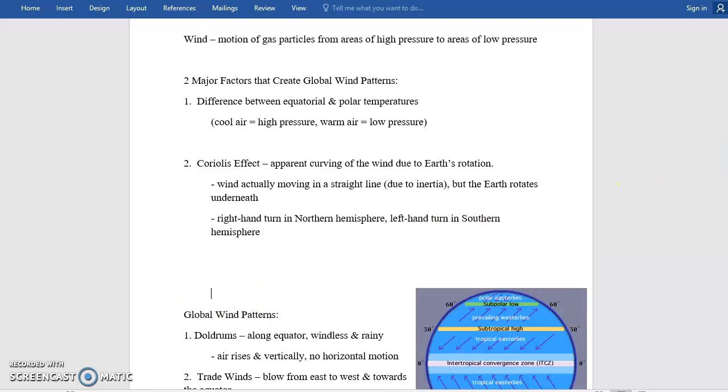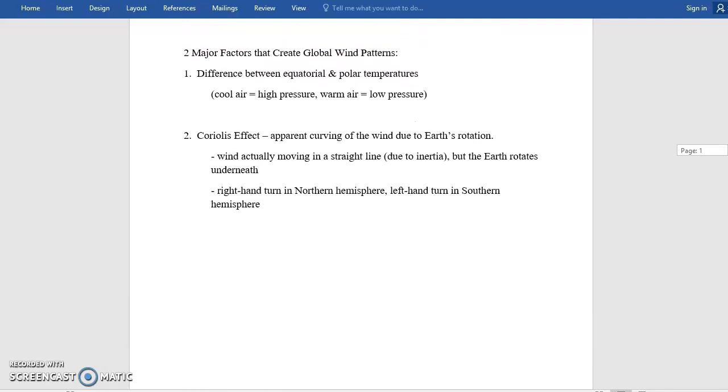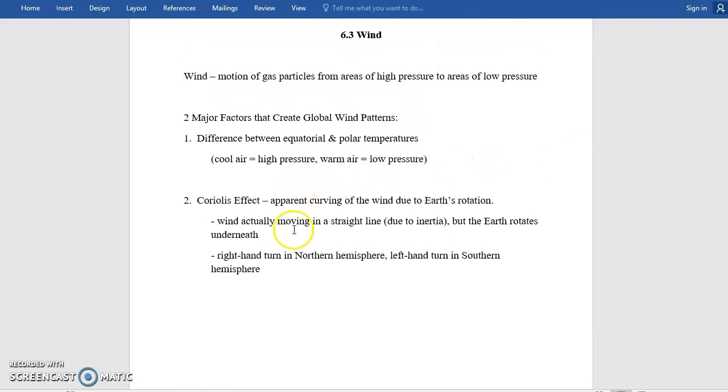Basically, we know that the Earth is turning underneath the atmosphere. When the wind is blowing, it's trying to go in a straight line, but the Earth is rotating underneath it. And so this gives it a turn. It pushes it towards the right or towards the left, depending on which hemisphere it's in. This is the apparent curving of the wind due to Earth's rotation.